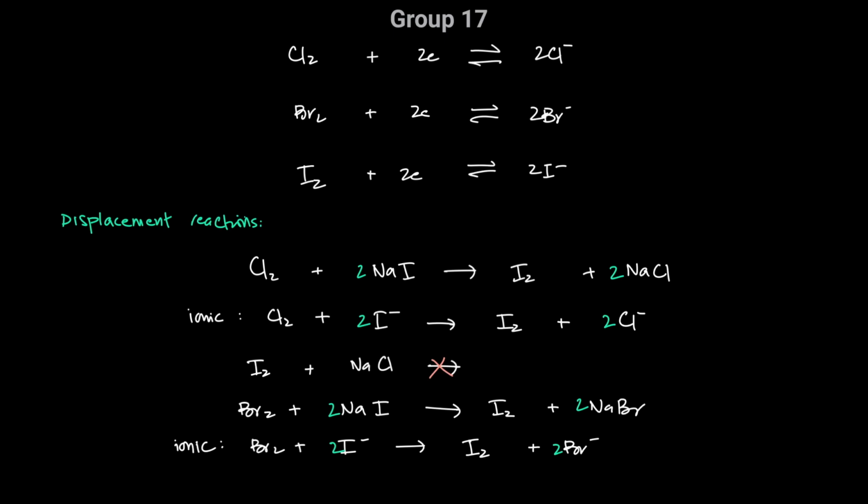Last reaction, the question is, will bromine react with chloride ions? Again, this reaction won't take place because bromine is a weaker oxidizing agent than chlorine, or we can say that chloride is a weaker reducing agent than bromide. So you're not going to see any reaction here. The halide salts that we use for these reactions are either potassium salts or sodium salts. Here we use the sodium salts, but we can also use potassium iodide instead of sodium iodide. Those are the two commonly used salts for these reactions.